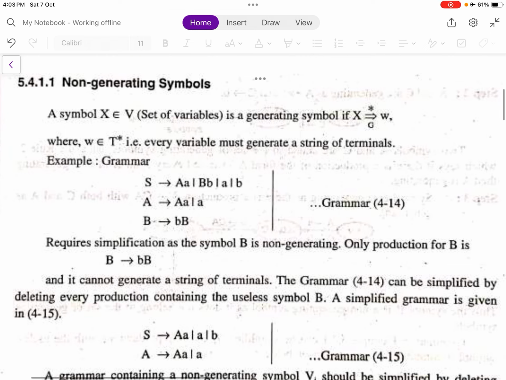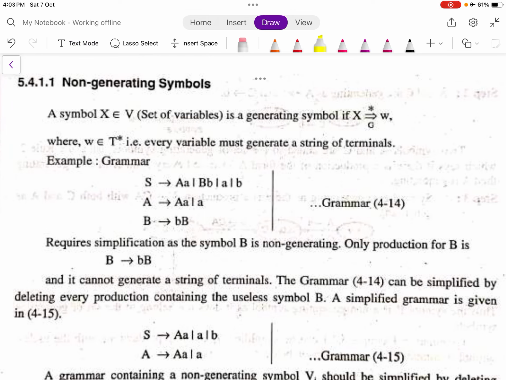A symbol X belonging to V, the set of variables, is a generating symbol if X derives w, where w belongs to T asterisk. Every variable must generate a string of terminals.